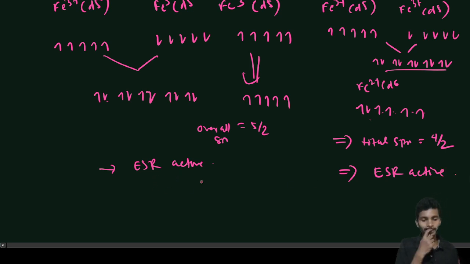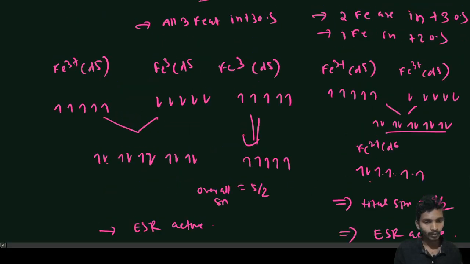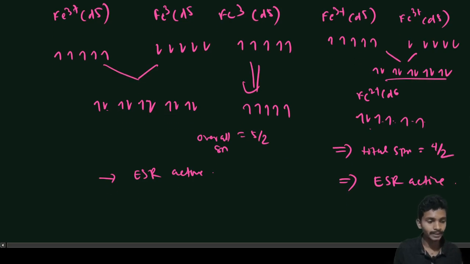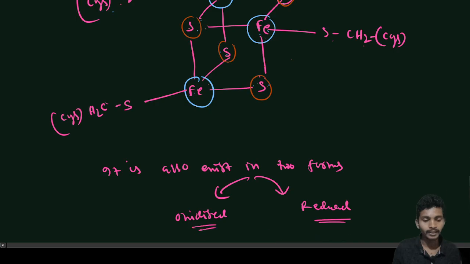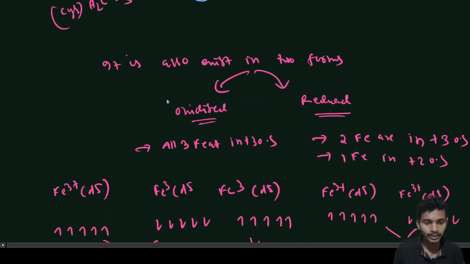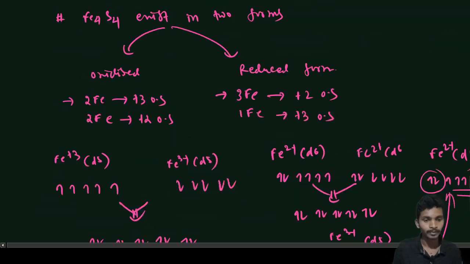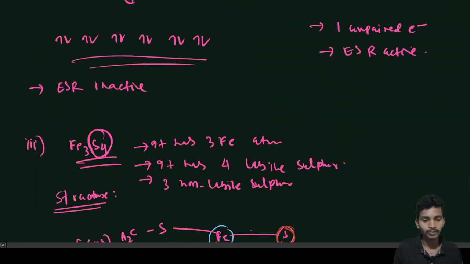Here an unpaired electron is present, so this is also ESR active. So what I found here is that both the oxidized and reduced forms are ESR active. It means that for Fe3S4 cores, both oxidized and reduced forms are ESR active. This is the case of the Fe3S4 core.